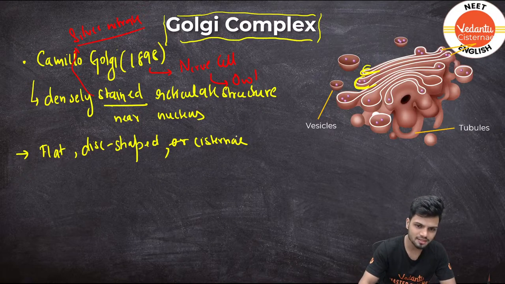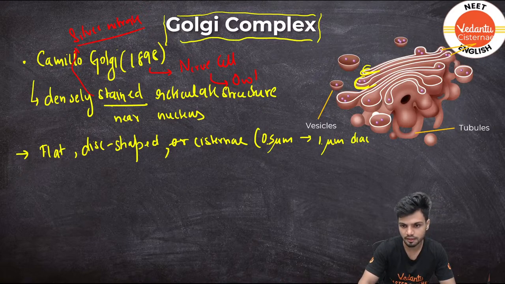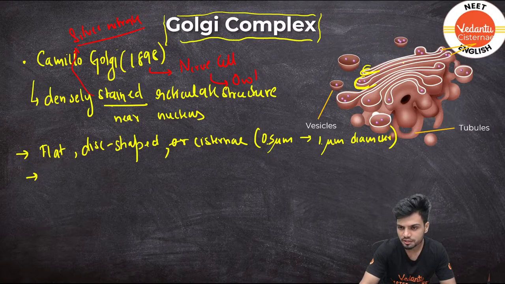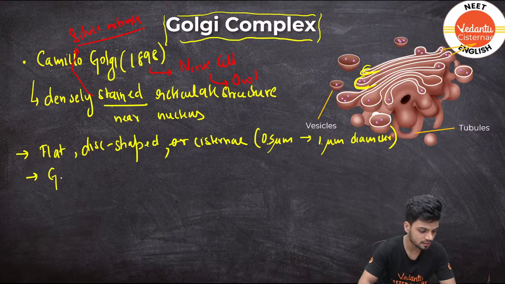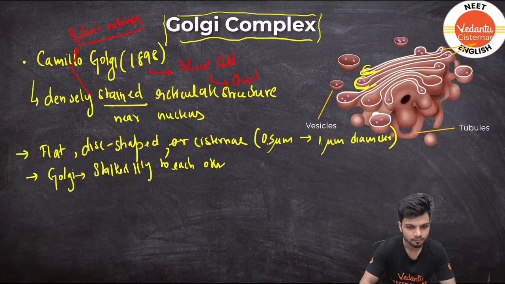Clear? Now, this cisternae has a size that is given in NCERT, that is 0.5 micrometer to around 1 micrometer in diameter. That is the size of the cisternae here. Now, if you look at the structure closely here, are they parallel to each other? Can you see the cisternae are packed parallel to each other? So can I write down, in the Golgi complex, the cisternae are stacked parallel to each other. They are stacked very parallelly to each other.